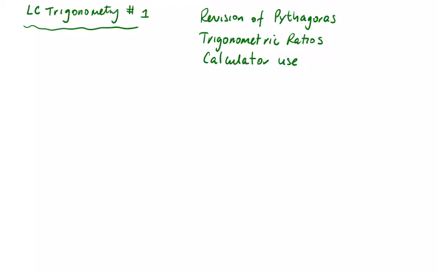In LC Trig 1, we're going to look at three things: revision of Pythagoras, trigonometric ratios, and calculator use. I'll try to keep all videos short and snappy so that you can learn 3 or 4 things in each video. So, revision of Pythagoras, right angle triangles.